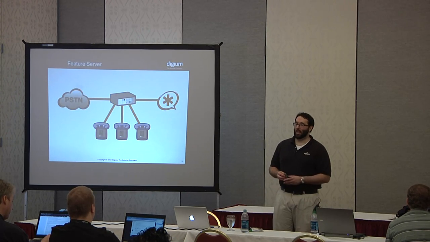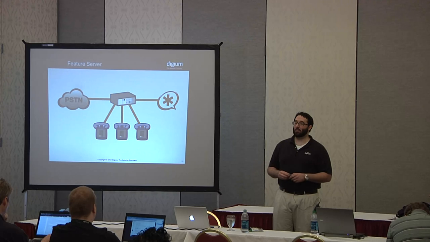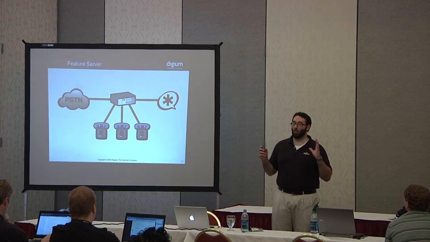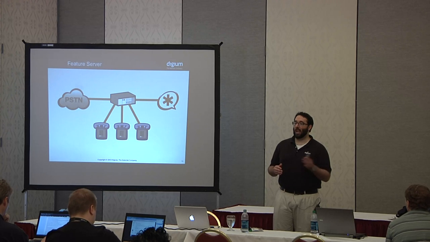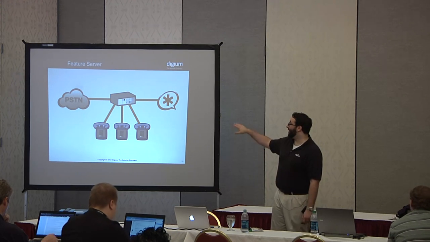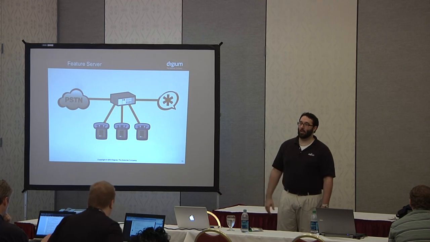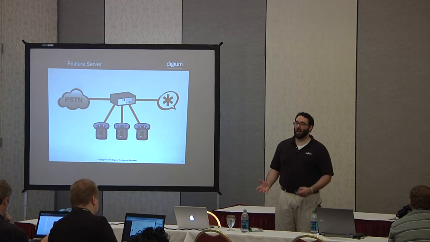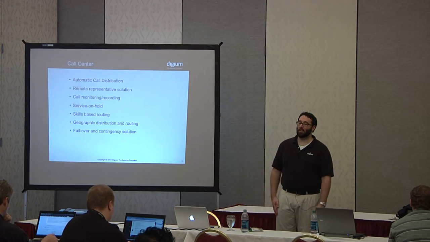And then, like I mentioned, just a hosted or premise-based feature server. I'll use the conference center example again. If you really just want to do that one thing with Asterisk, that's very easily done, and then you can interconnect that with your legacy PBX, whatever you deem appropriate. Again, there are various types of hardware that you can use to interconnect legacy connections with Asterisk, both gateways and native.